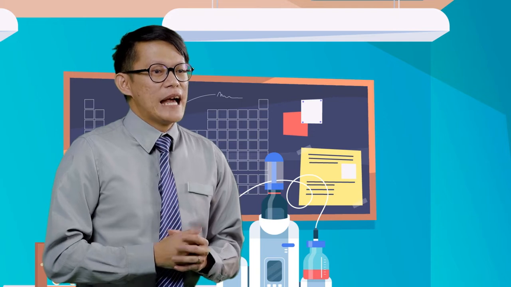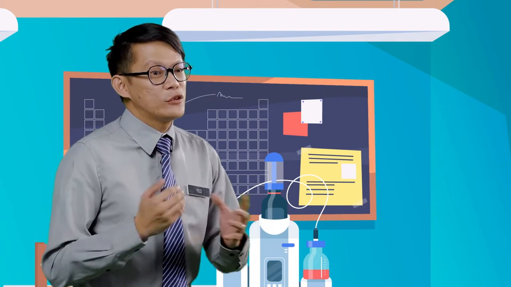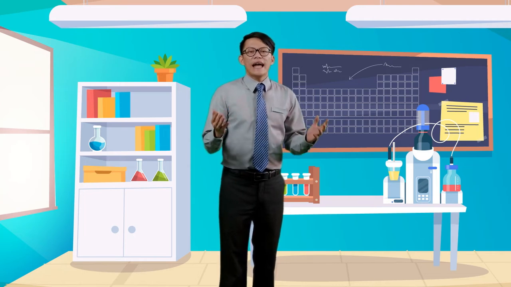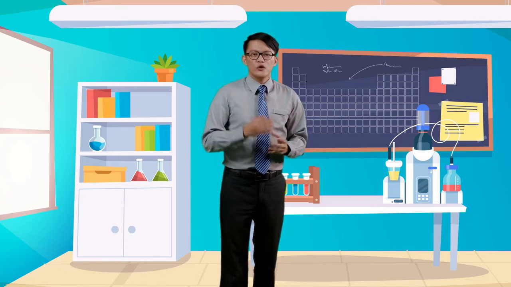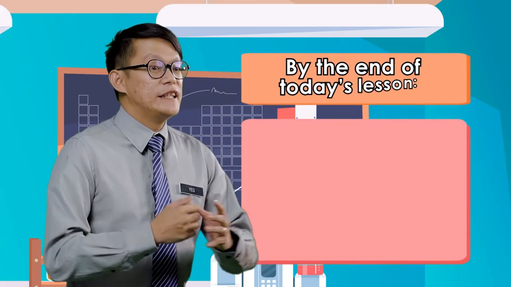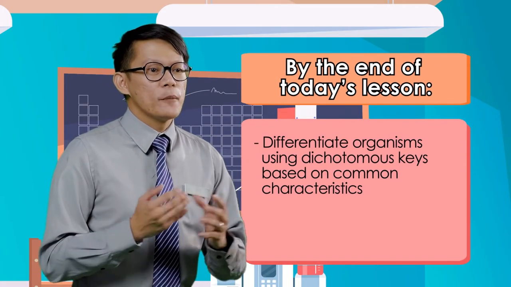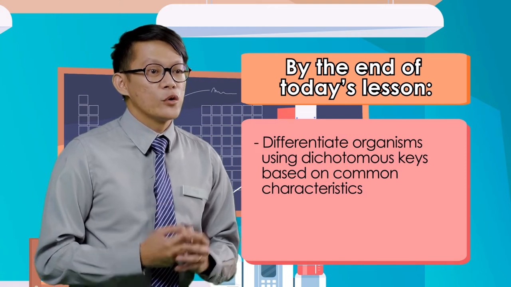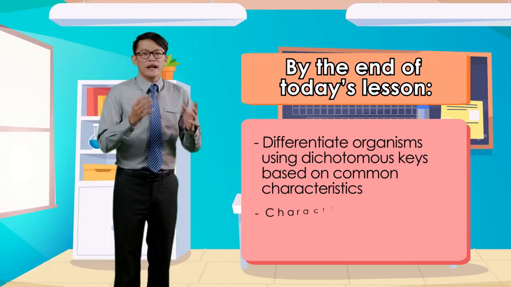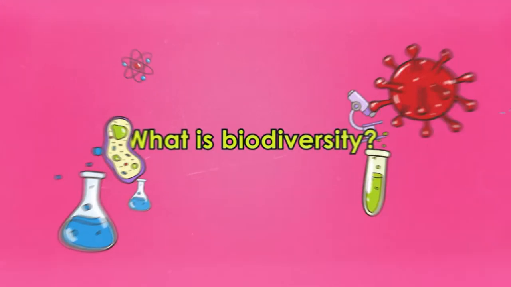Pupils, let's see what are the learning standards that we need to achieve in today's lessons. By the end of today's lessons, you should be able to, first, differentiate organisms using dichotomous keys based on common characteristics, and characterize the major taxonomy groups.